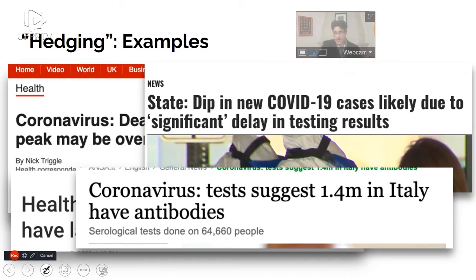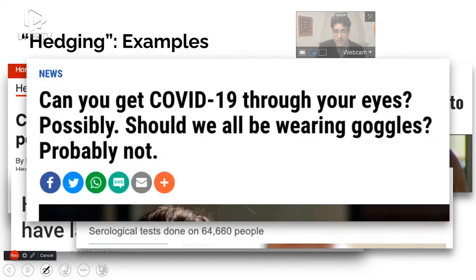Coronavirus test suggests 1.4 million in Italy have antibodies. Well, again, the antibody tests are not strong enough. They haven't been validated enough, especially at the point where this came out, and perhaps the sample was not large enough, to be able to make that affirmation with absolute 100% confidence. So that claim is hedged with the word "suggests."